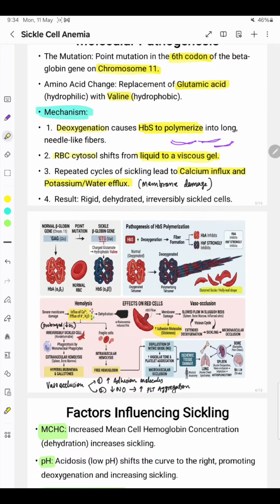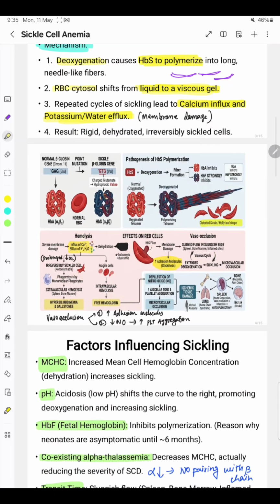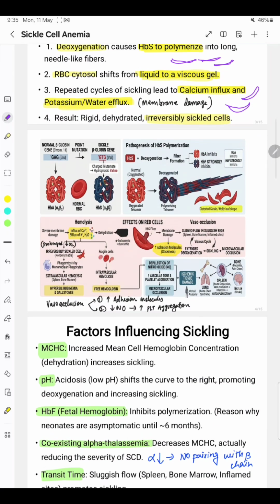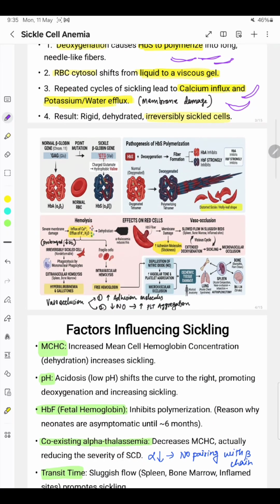Repeated or persistent hypoxia results in the formation of needle-like crystals, and they damage the RBC membrane. RBC membrane damage will result in calcium influx and potassium and water efflux, and ultimately irreversibly sickled cells will be there. Irreversible sickle cell formation will occur on persistent hypoxia.